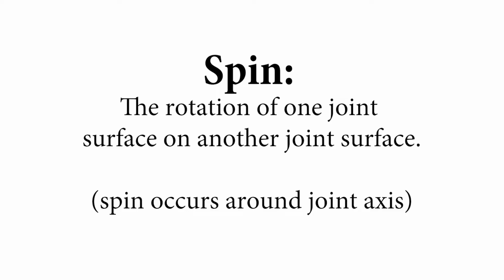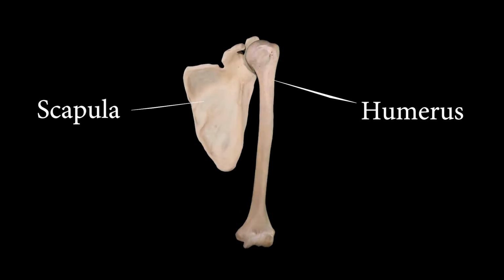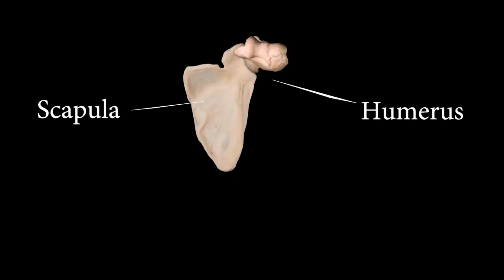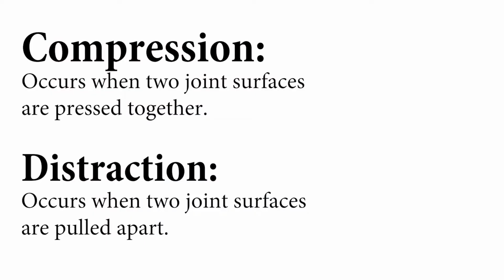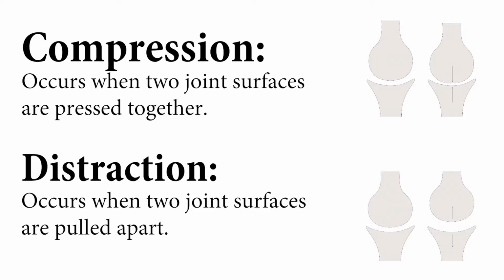Third, a spin is simply the rotation of one joint surface on another joint surface. The spin essentially occurs around the joint axis. This is best illustrated with shoulder or hip flexion and extension. And then finally, we have compression, which occurs when 2 joint surfaces are pressed together, and we have distraction, which occurs when 2 joint surfaces are pulled apart. Now, while you do not consciously control these 5 actions, the arthrokinematic or joint play motions are necessary for ranges of motion to occur.